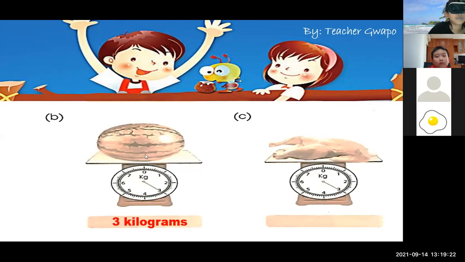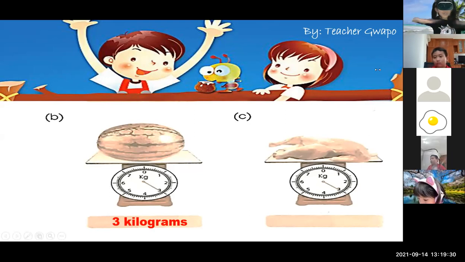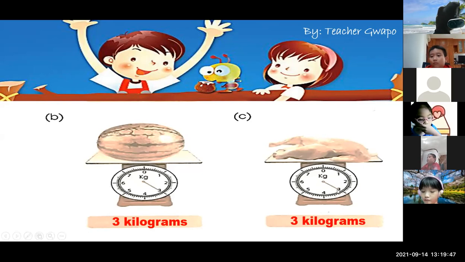Kanya Pat, how many kilograms? It's letter C. Hello, Kanya Pat. Okay, Otto, how many kilograms? Letter C. The dressed chicken. 3 kilograms. Thank you. Very good.